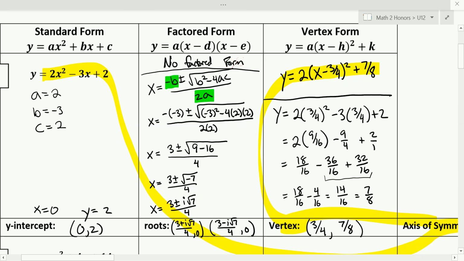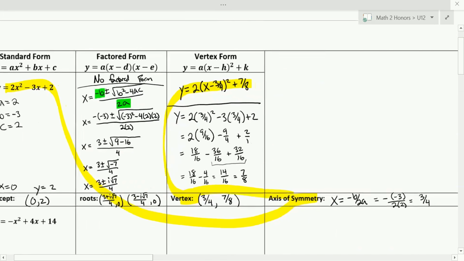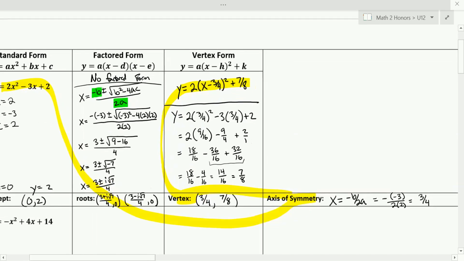All right. Now we're ready to finish this off. We're going to graph. So let's call this 1. I'm going to really space it out here. 2. 3/4 is the center.